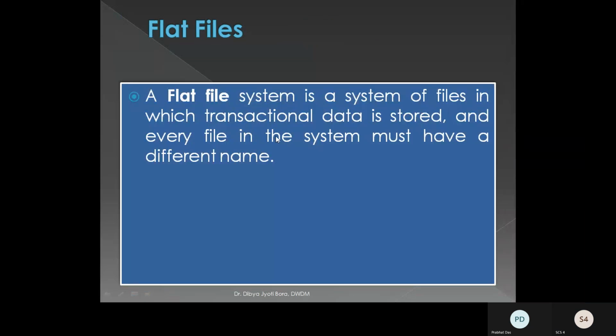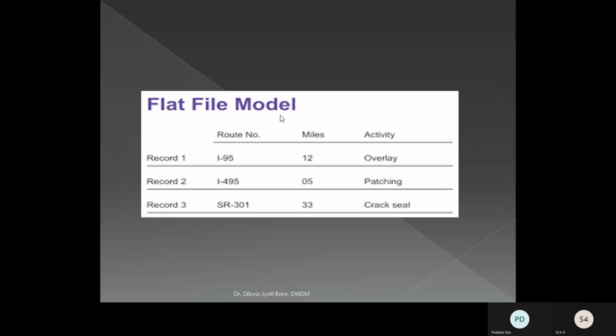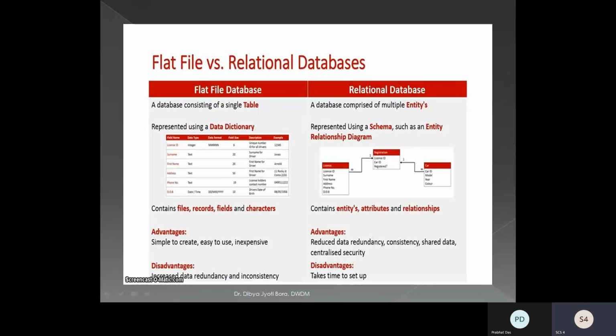Then flat files, a kind of files where transactional data is stored. And these should have different names, like the file names you have given for, suppose, different files. You have to give different names. So different names should be given to flat files, like this one. I have shown it in a table. Okay, this is a particular table. You may name it file one. Then, if you are keeping some different records, that should be placed in a file with a different name, that is file two, like that.